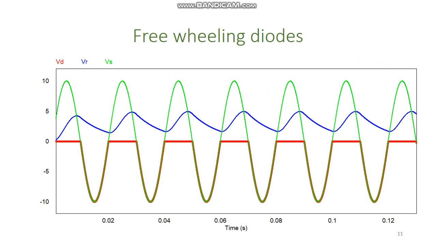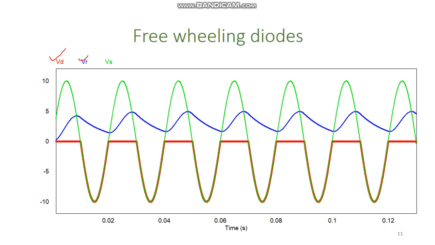This is the waveform that is developed across the diode and resistor in the case when the freewheeling diode is attached. You see here that the voltage across the diode is now again in the negative half cycle of the AC signal. That is similar to the case when we were using a resistive load.